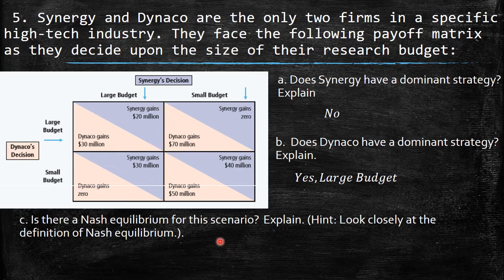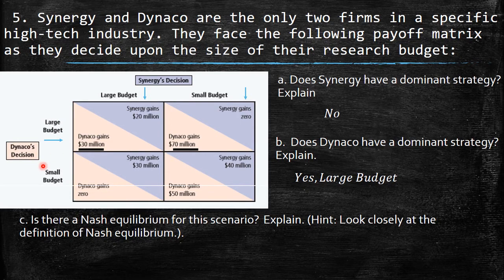Is there a Nash equilibrium for this scenario? Explain. Hint, look closely at the definition of Nash equilibrium. So we're going to play with underline bars. First, what should be better for Dynaco, when there is large or small? Should be large, as I said. Then what about if it is small? Should be better large, right? So the dominant strategy is naturally underlined for Dynaco in both.